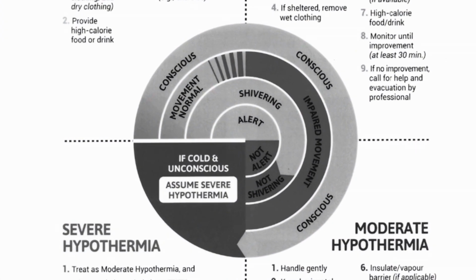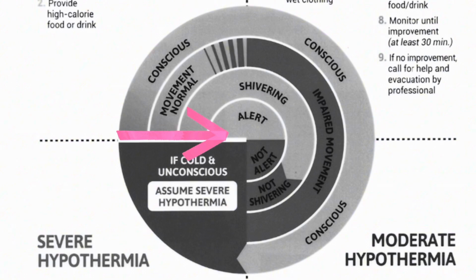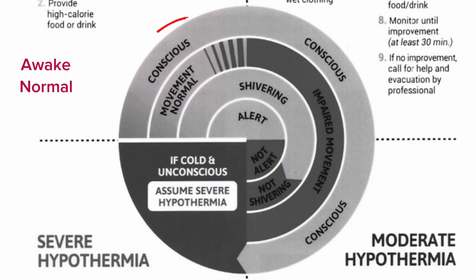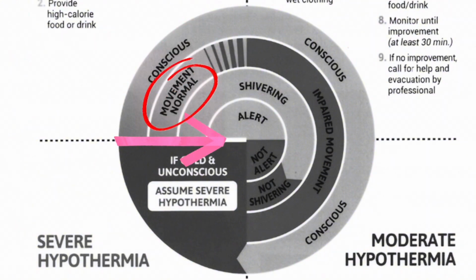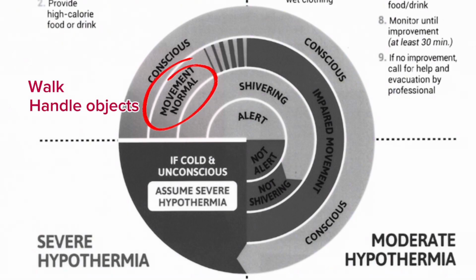We start checking the circles from the outer one, which is consciousness. The question is, is the person conscious or not? If they can talk, if they are awake, and if they are acting like a normal person, they are conscious. The second circle is movement. It's the second thing you should assess in the person. Can they move properly? Can they walk, or can they handle things, objects? So yes, if they can, their movement is okay, and if they can't, their movement is impaired.